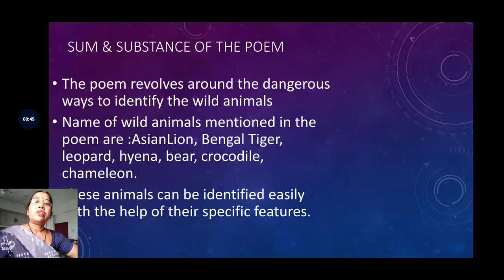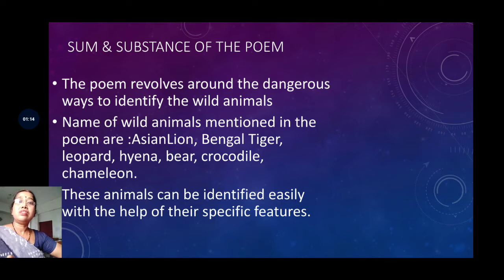The key points here are: the poem revolves around the dangerous ways to identify the wild animals, as we have already studied in the previous video. Name of wild animals that the poet has mentioned in the poem. These animals are Asian lion, Bengal tiger, leopard, hyena, bear, crocodile and chameleon. These animals can be identified easily with the help of their specific features as the poet has suggested. So this is the main theme of the poem.